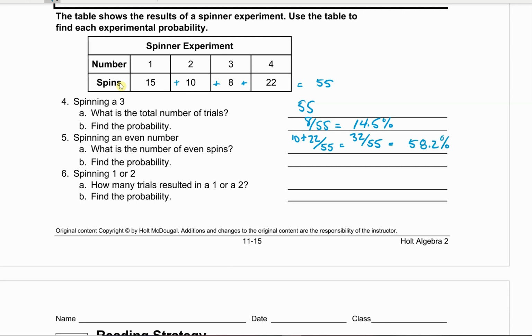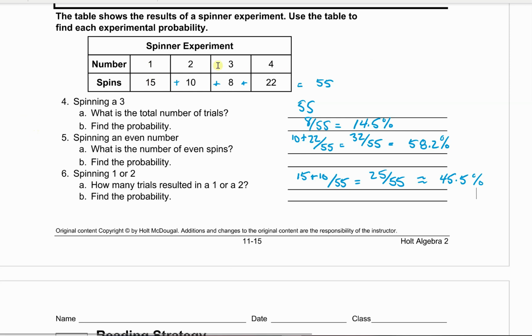A 1 or a 2. That would be 15 plus 10 out of 55. That is 25 out of 55, which is 45.5%. And this is all based on data instead of just what you expect to happen.